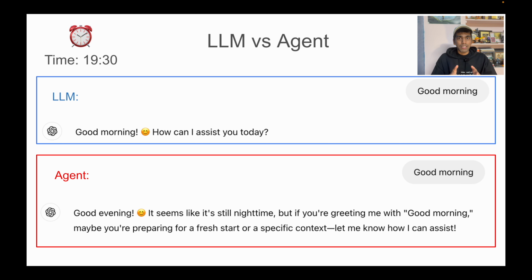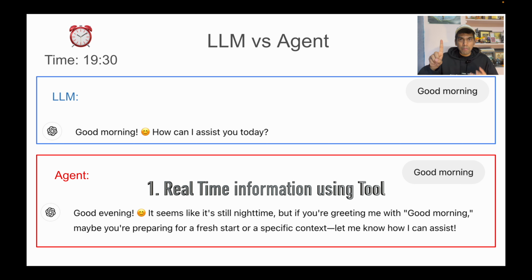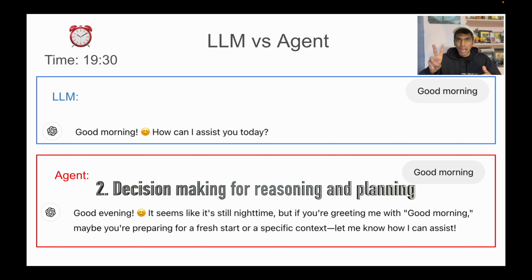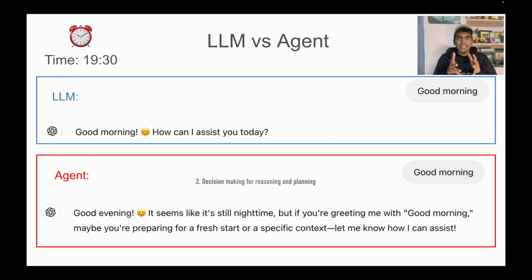If you look at this response, there are two things that are happening. First thing is it gets the real-time data from the environment. The environment can be your weather API, it can be Google search, it can be anything from where you are getting the context. So once you get the context, you are making a decision where you reason and you plan. So an agent has the ability to do function calling along with decision making. This is what makes it different from a large language model.